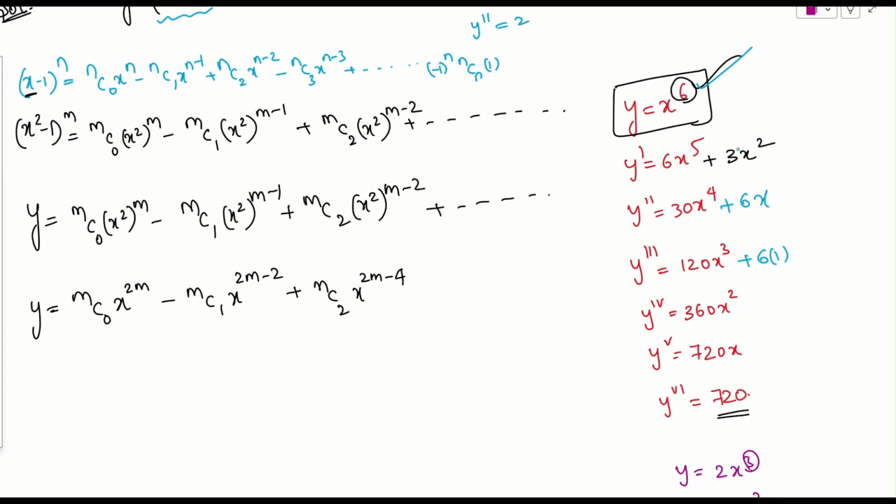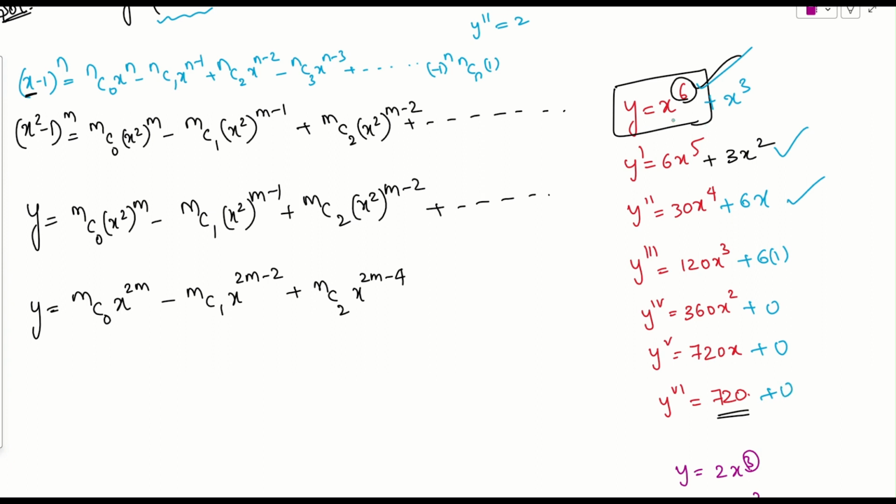Let us assume instead that this is x cube. If your y is x cube, its first derivative will be what? 3x square. The second derivative will be 6x. And what is the fourth derivative? The constant term, 0. Again, the fifth is also 0, the sixth is also 0. Nothing to worry about.